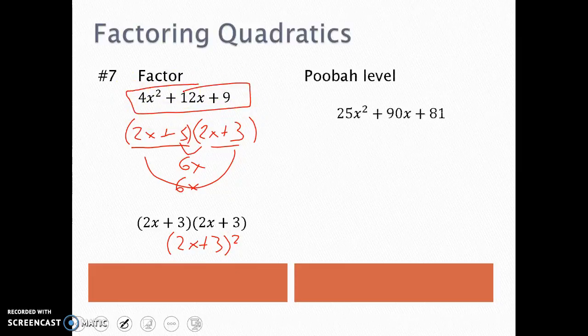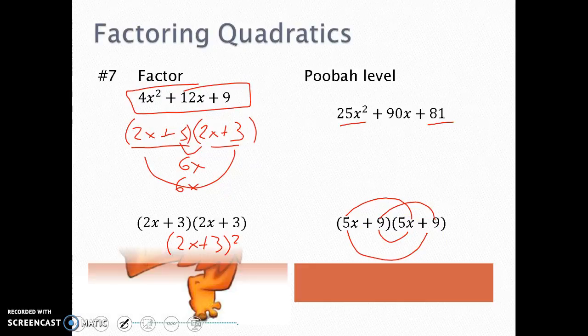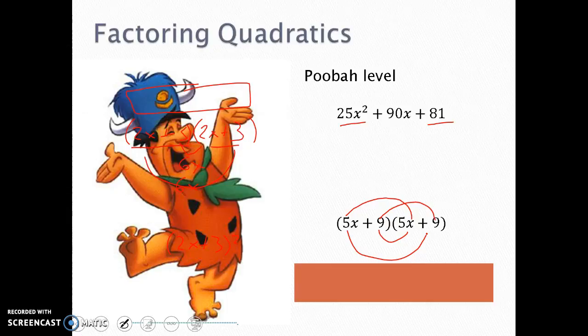So let's try that with this level. Can you factor that appropriately? And if you do, that will be the poobah level. So hopefully you've attempted to do that. Let's see if we can get the correct answer. 5x times 5x does give you 25x squared. 9 times 9 does give you the 81. Here we would have 45x plus another 45x. And so that does give us the correct answer. You have reached the poobah level.